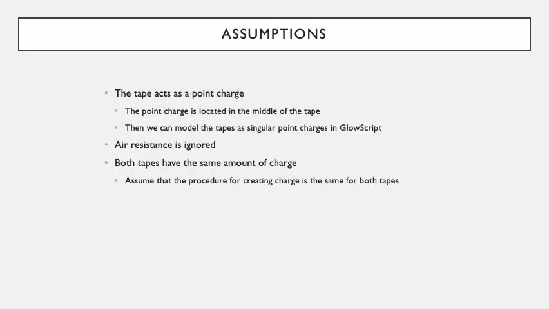And then here I have some assumptions in order to conduct the experiment. We're going to say the tape acts as a point charge and is located in the middle of the tape, and then we can model the tapes as a singular point charge in GlowScript. We're also going to say air resistance is ignored and that both tapes have the same charge because we created the charge in the same way.